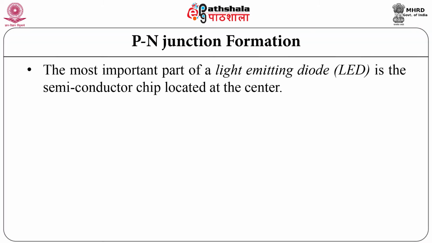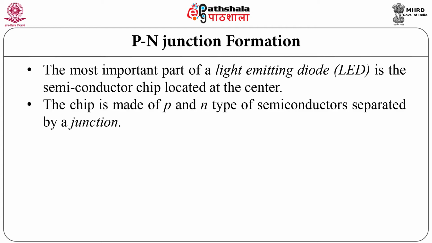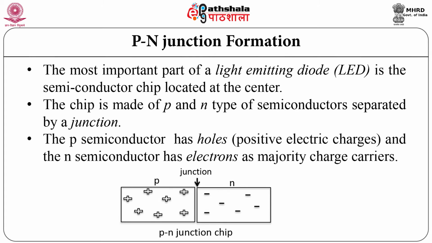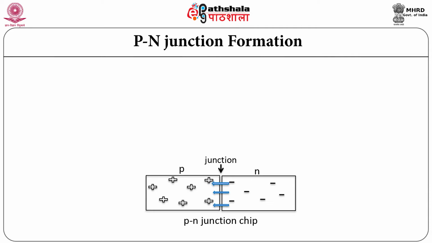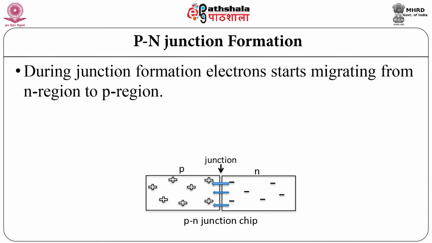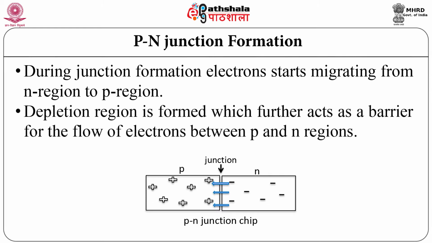The most important part of light emitting diode is the semiconductor chip located at the center. The chip is made up of P and N type of semiconductors separated by a junction. Before learning LED working and fabrication, let us revise formation of PN junction of rectifying semiconductor diode. As seen in the diagram, during junction formation, electrons start migrating from N region to P region. In between, a depletion region is formed. When the depletion region is formed, it prohibits further migration of electrons between P and N region.